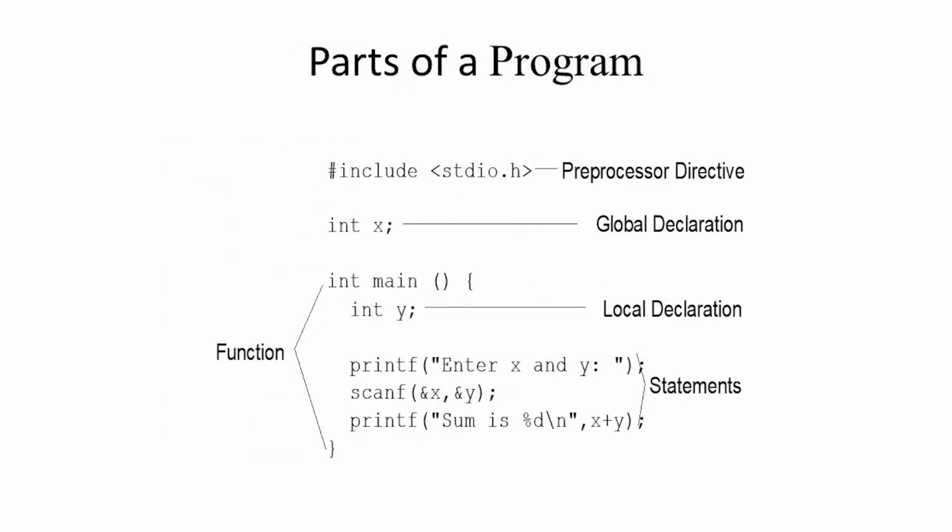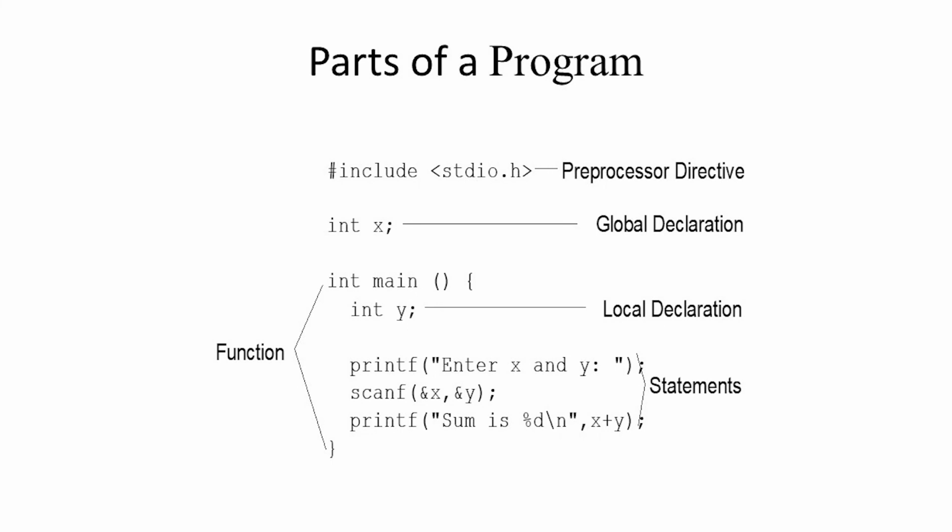Okay, so the first line says #include <stdio.h>, which is referred to as a preprocessor directive. Initially you start the program with this preprocessor directive, followed by the global declaration which says int x. Int is referred to as a data type and x is a variable. So your variable x is of the data type int. Next is followed by the function declaration, where you have int main as the function declaration.